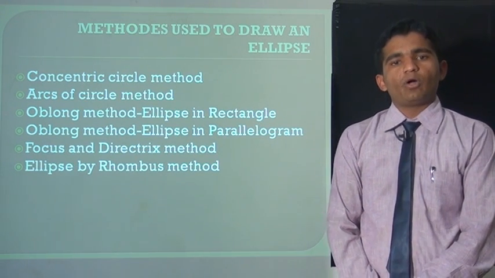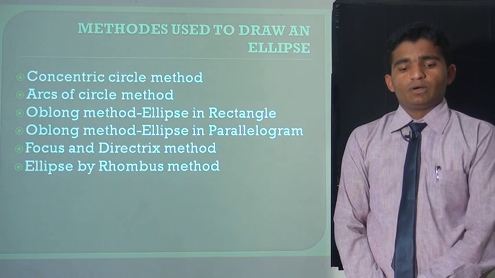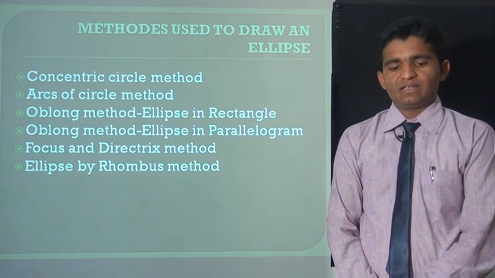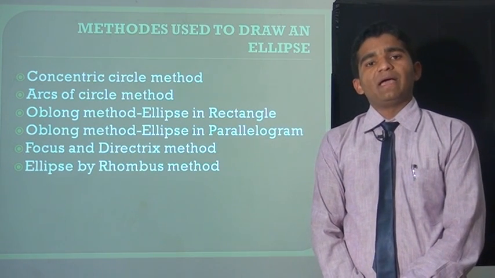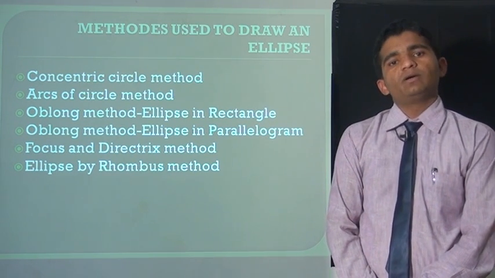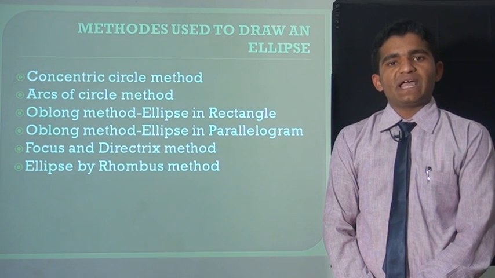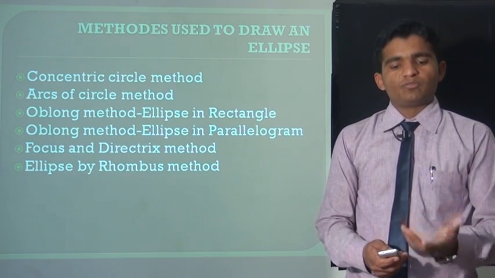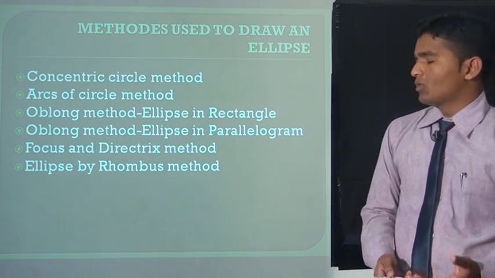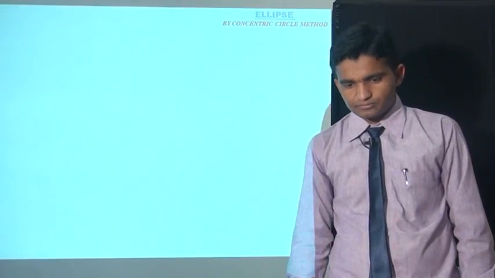The ellipse can be drawn by the following methods: concentric circle method, arc of circle method, oblong method, rectangle oblong method, parallelogram method, focus and directrix method, and ellipse by rhombus method. Now let's move on to the first method, the concentric circle method.